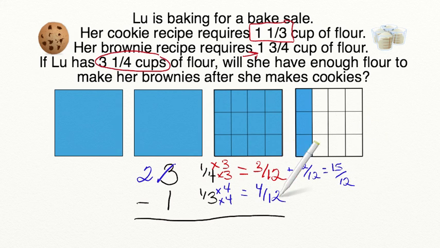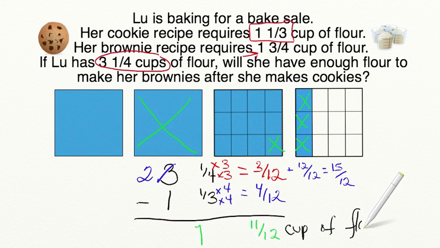Now I can subtract 4/12 from 15/12. So I'm going to subtract 1, 2, 3, 4. And that leaves me with 11/12 left over. So now I can subtract my whole numbers. I have 2 wholes, and I need to subtract 1. So I'm going to subtract 1 whole, and that leaves me with 1 whole left over. So now, if Lou starts with 3 1/4 cup of flour and uses 1 1/3 cup of flour for her cookies, she will have 1 11/12 cups of flour left over.